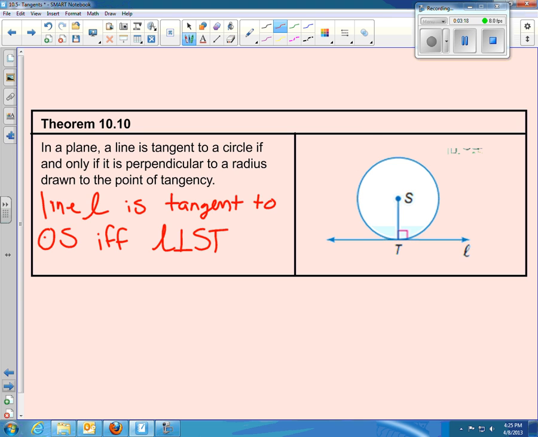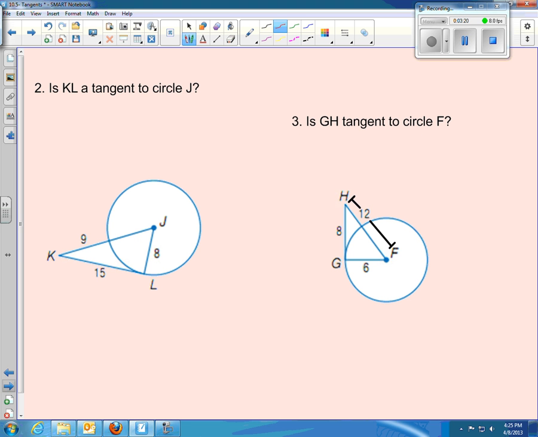All right, so we're going to use that. And so here we want to say is KL tangent to circle J. So we want to know, does this make a right angle? If it does, then we do know that KL is tangent to our circle J. So we see a triangle here. We want to know if it's a right triangle. What are you guys going to use? Think about it. Yes, we're going to use the Pythagorean theorem.